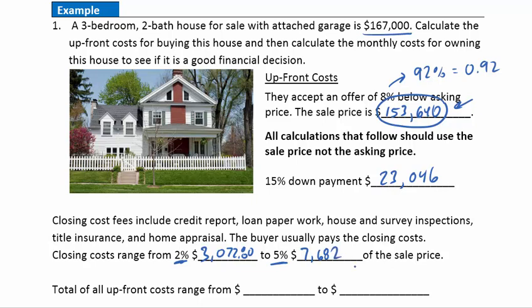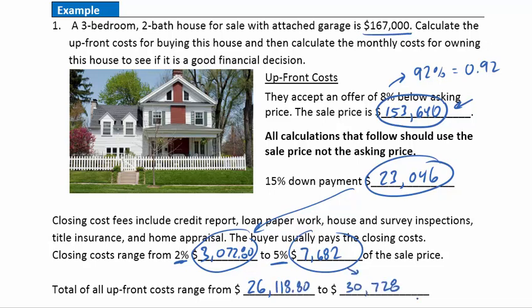So now we're going to put together the total upfront costs for owning this home. Our total upfront costs are the down payment, plus the low side of our closing costs, and the high side of our closing costs. So that gives us our range. I'm going to take 23,000 plus 3,072. All right, so on the low side of things, our upfront costs are going to be $26,100.